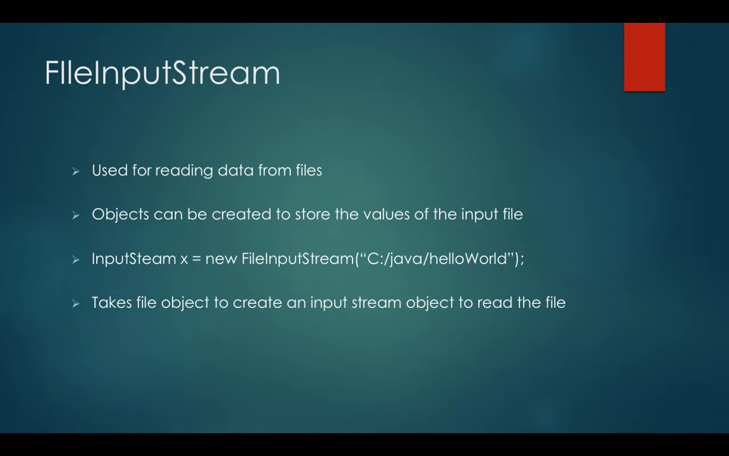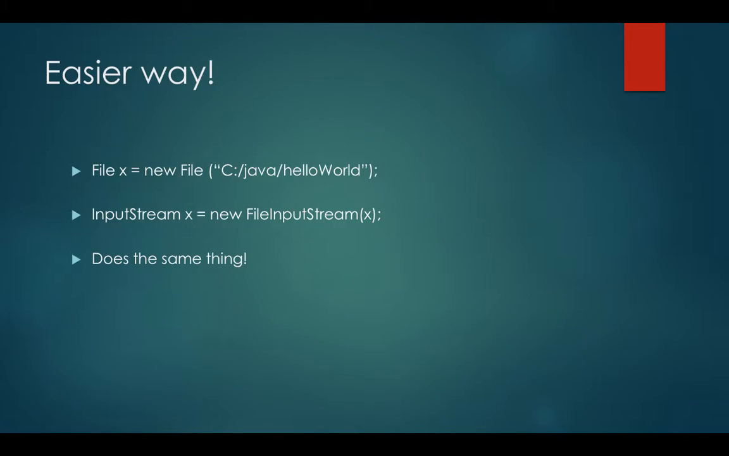So the file input stream is used for reading data from files. Objects can be created to store values of the input file, and how you're going to do that is you're going to say InputStream X equals new FileInputStream, and then the location of the file. So I have it under the folder Java, and it's called Hello World. So this is going to take the file object to create an input stream object to be able to read the file. There is an easier way. If I say File X equals new File, and then I have the same thing, then I'm going to say InputStream equals new FileInputStream(X). So it's going to take this X from here and put it in there. So it does the same thing.